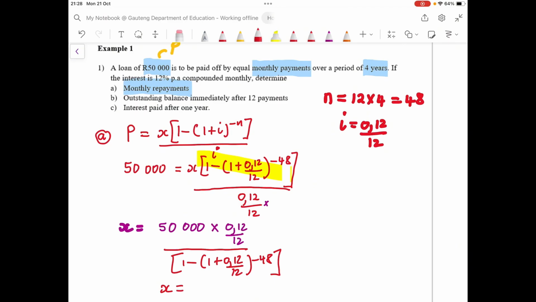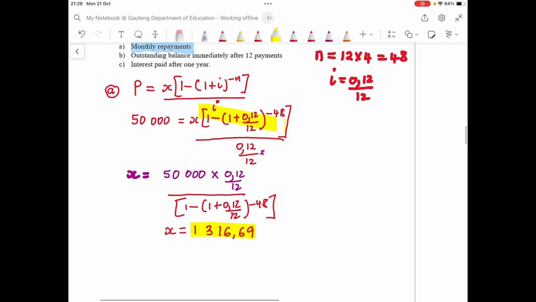1,316.69. So every month this person will pay 1,316.69 for a period of 4 years. That is number one.